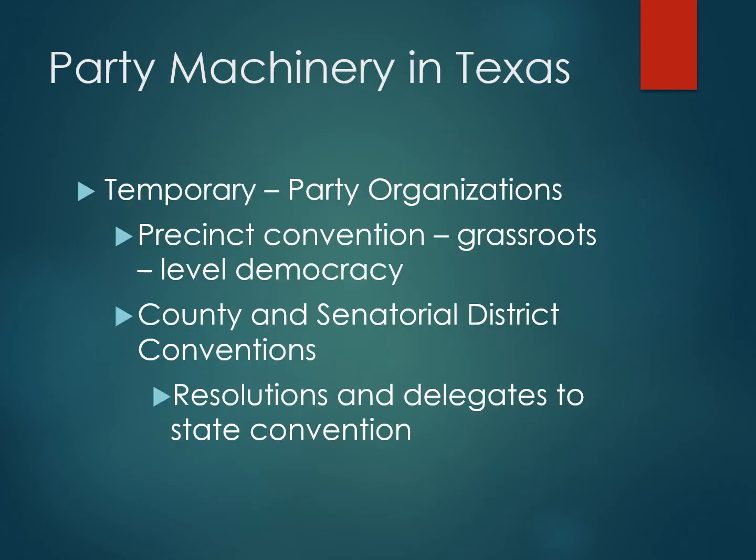Okay, so here in Texas, there's a party machinery. Well, every state has one, but the way that it works here in Texas is that there's a temporary party organization, and this one is the one that comes about every time there's going to be a Democratic National Convention, a Republican National Convention. And so they are in June and July of every fourth year of when the president is going to be elected.